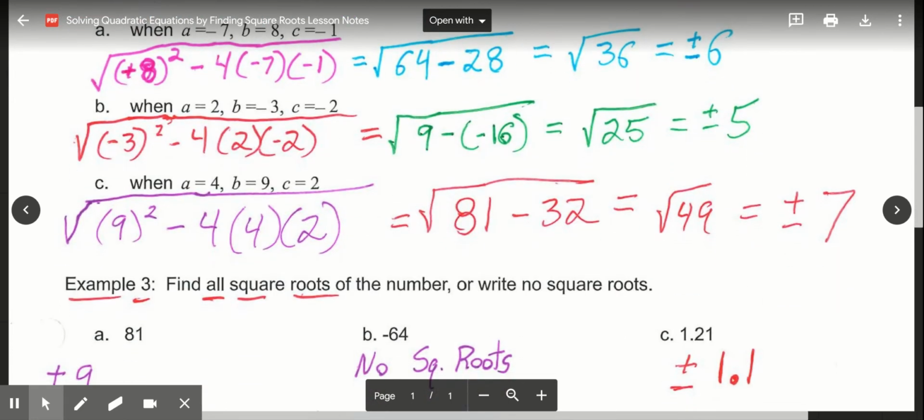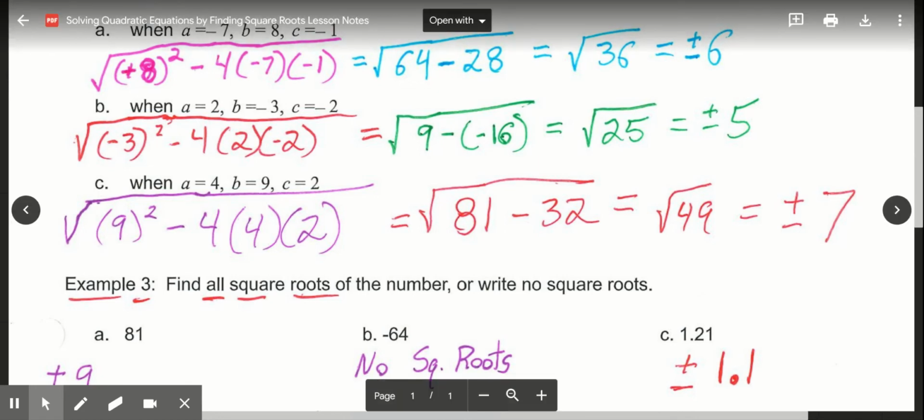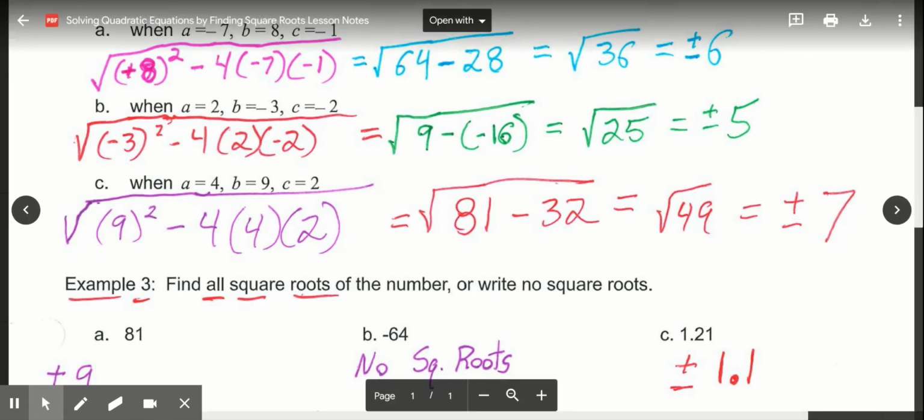And then in part C, plugging these three values in again for their letters, we'd have the square root of 9 squared minus 4 times 2. So that becomes the square root of 81 minus 32. 81 minus 32 is 49, and the square root of 49 is positive or negative 7.